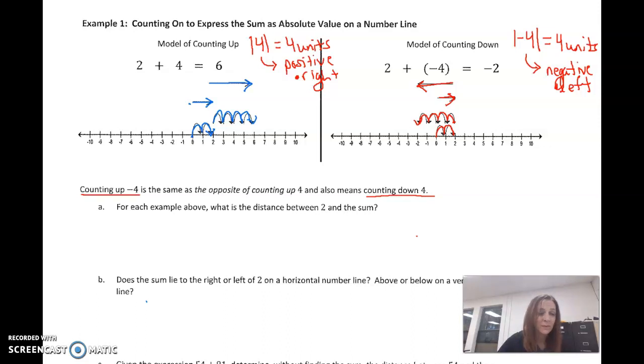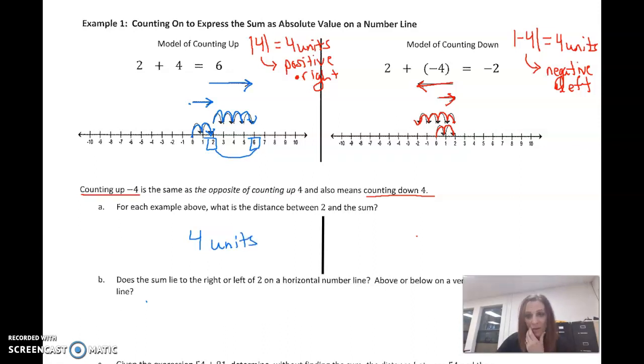So we are going to be talking about this problem. I'm going to split it up here. It says for each example above, what is the distance between 2 and the sum? If we look at the model of counting up here, 2 plus 4, what is the distance between 2 and the sum, the solution? How far apart are 2 and 6? They're 4 units.